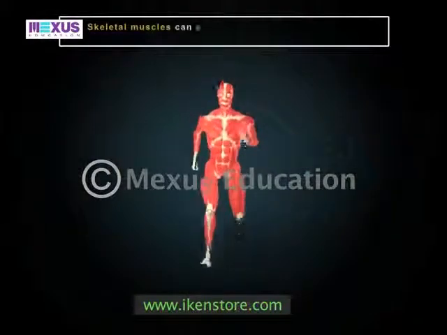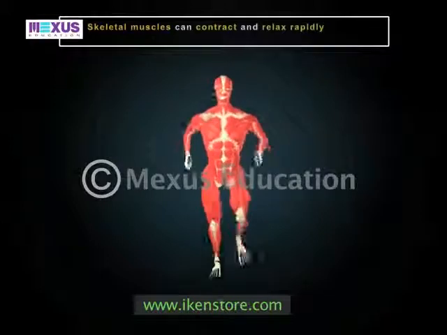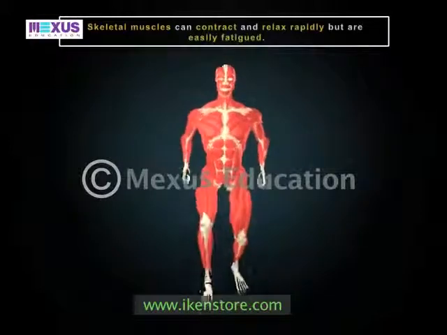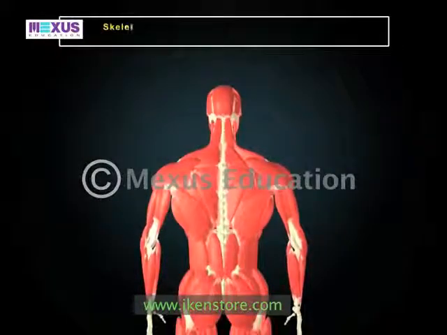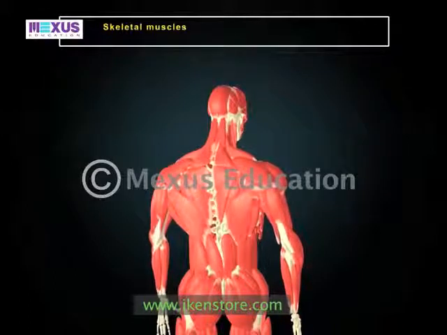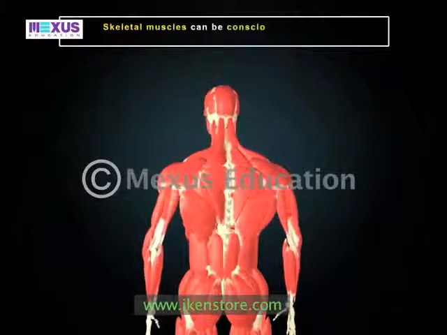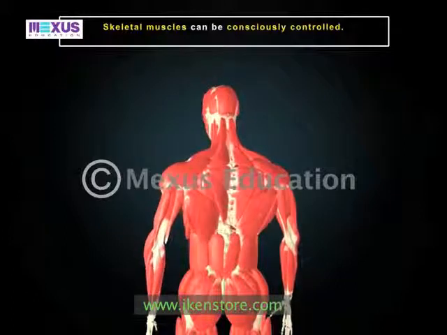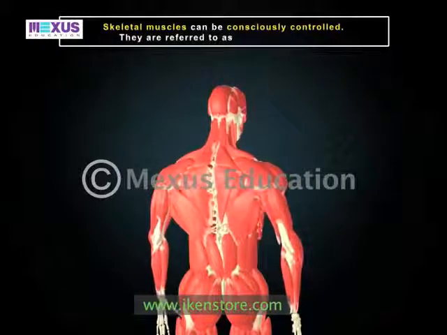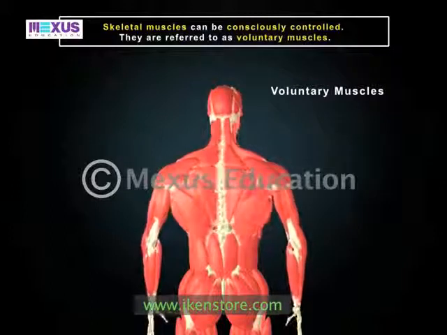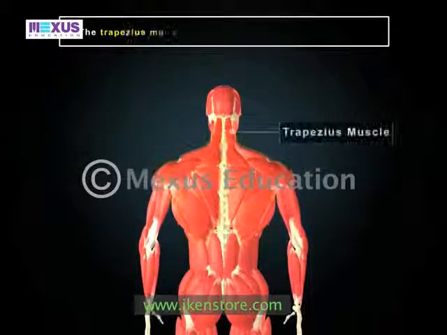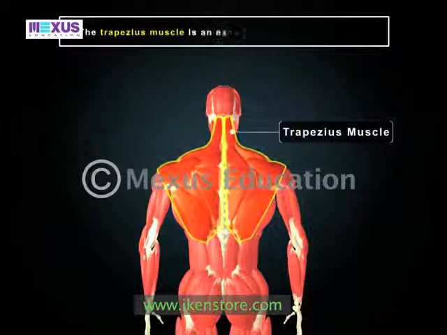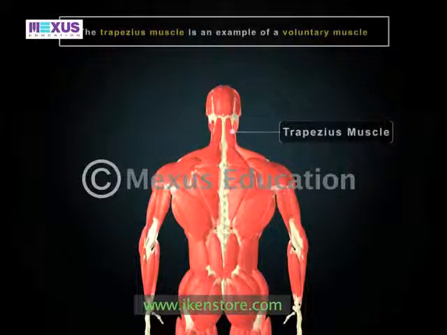Skeletal muscles can contract and relax rapidly, but are easily fatigued. As skeletal muscles are controlled by the somatic nervous system, they can be consciously controlled. Such muscles are also referred to as voluntary muscles. When you push your shoulder blades together, you are using your trapezius muscle. This is an example of a voluntary muscle.